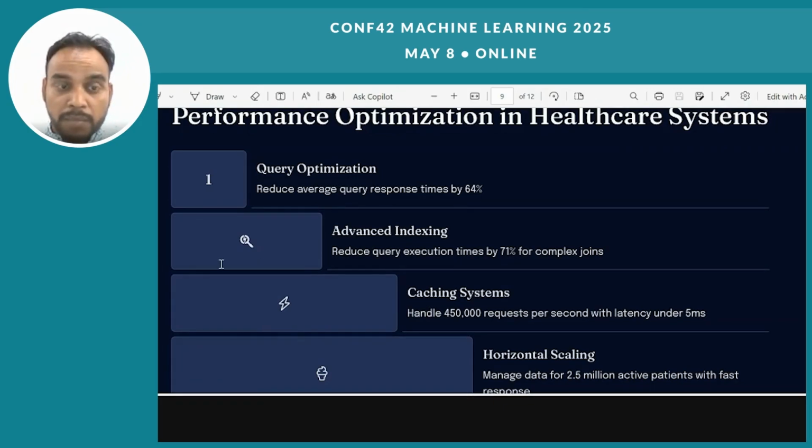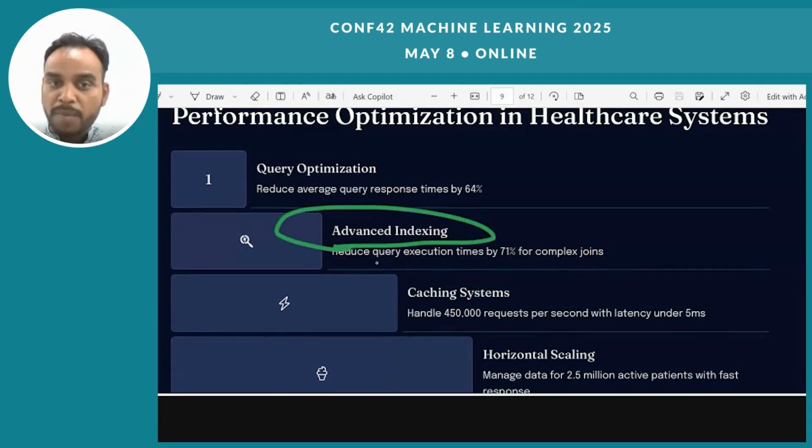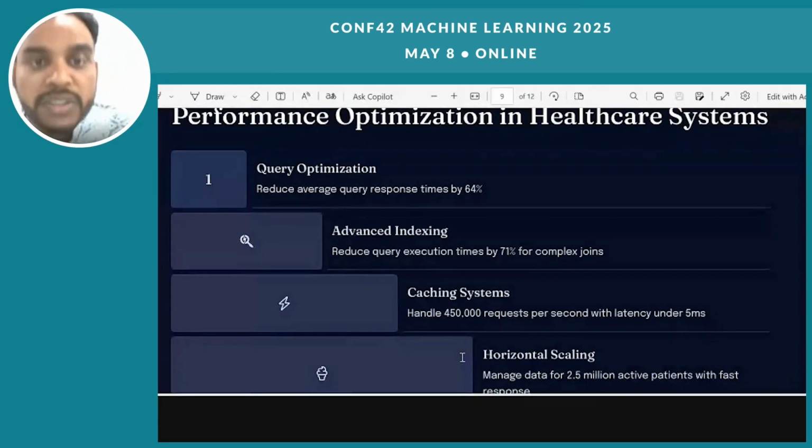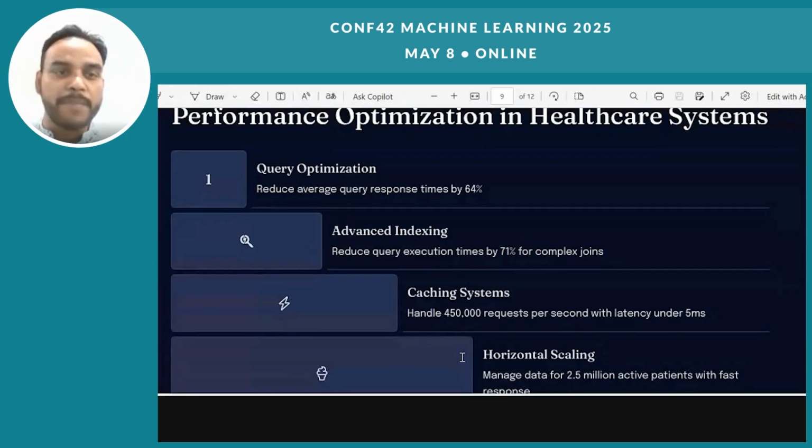A system processes up to 15,000 clinical queries per second while maintaining average response time under 150 milliseconds. We should look at advanced indexing implementation, a very important part. It reduces the query execution time by 74% for complex database joins. Implementation of a strategic indexing approach has demonstrated significant impact.